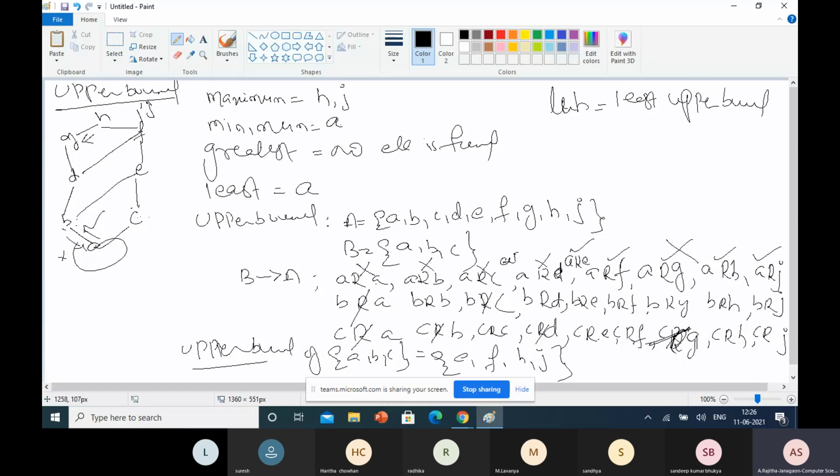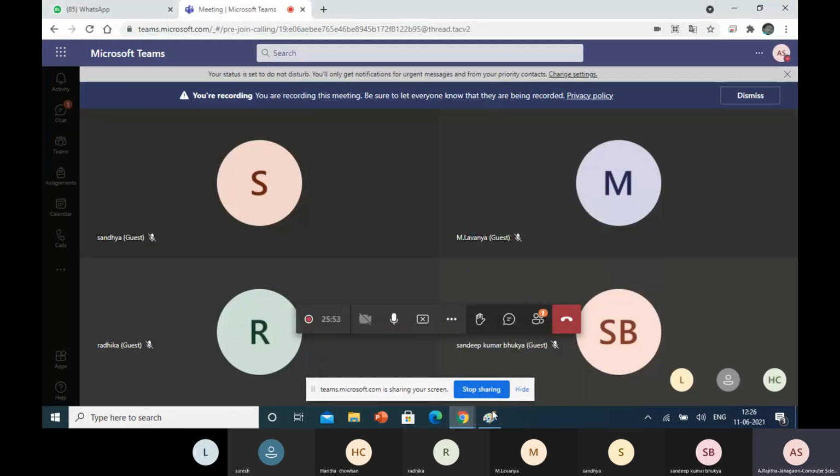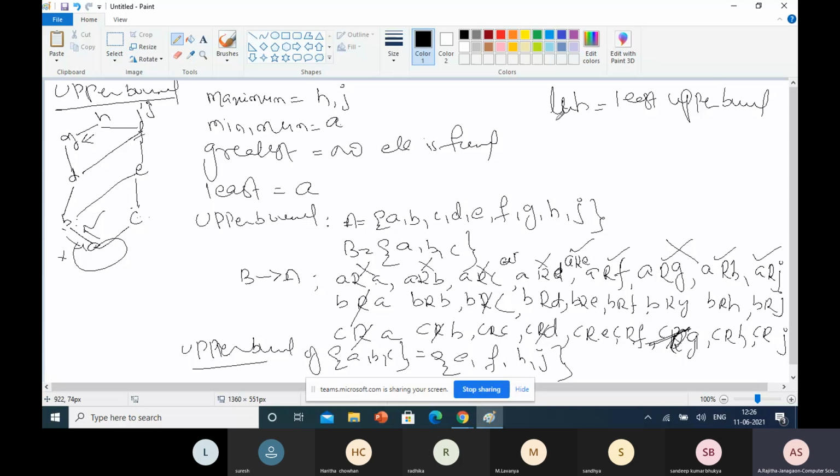What is the least upper bound here? The least upper bound is nothing but the one that is very closest to ABC. From these upper bounds, you can find out the least upper bound. Here 4 upper bounds are there for this ABC, and from these 4 you can find out only one, the least upper bound. How can you find it? It is the one which is close to ABC.